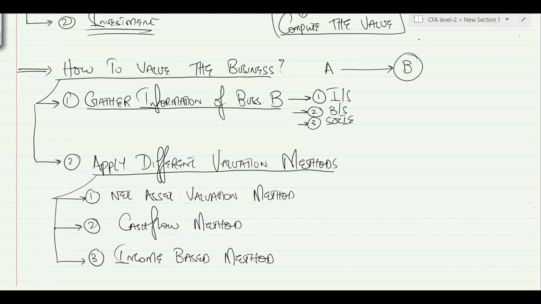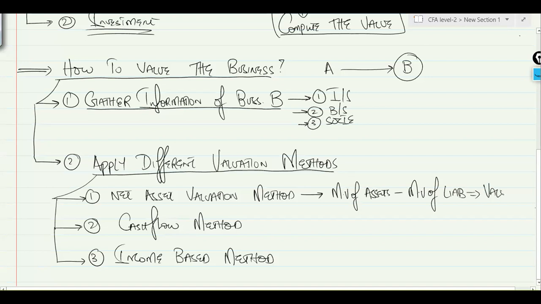So one is the net asset valuation method, which is very simple and straightforward. Market value of assets minus the market value of liabilities, after which we get the value. A very basic idea. Cash flow method is very simple. In the cash flow case, the value is equal to the present value of future cash flows.